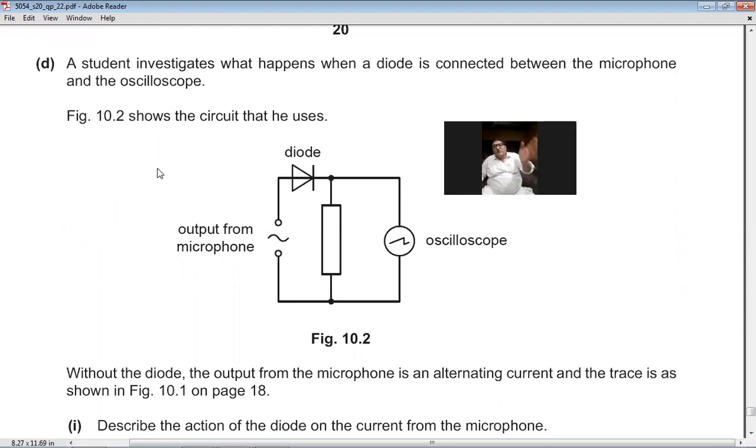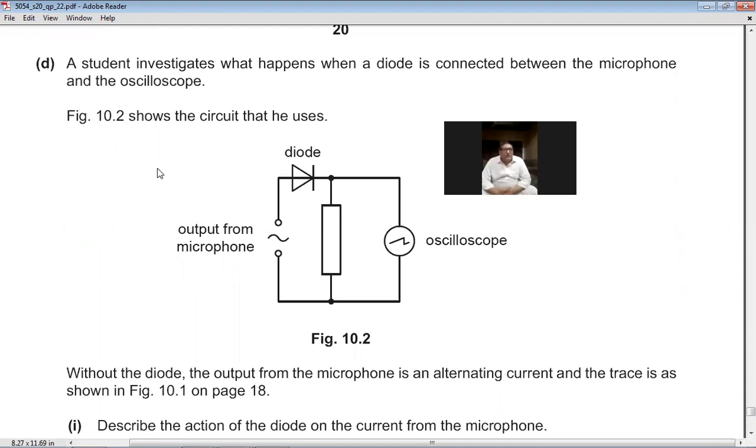When the current flows, for example, in this loop, if the current flows clockwise, the diode will let the current flow. But when the current tries to flow in the anti-clockwise loop, the diode will not let the current flow through it. So a diode only allows the current to flow in one direction.